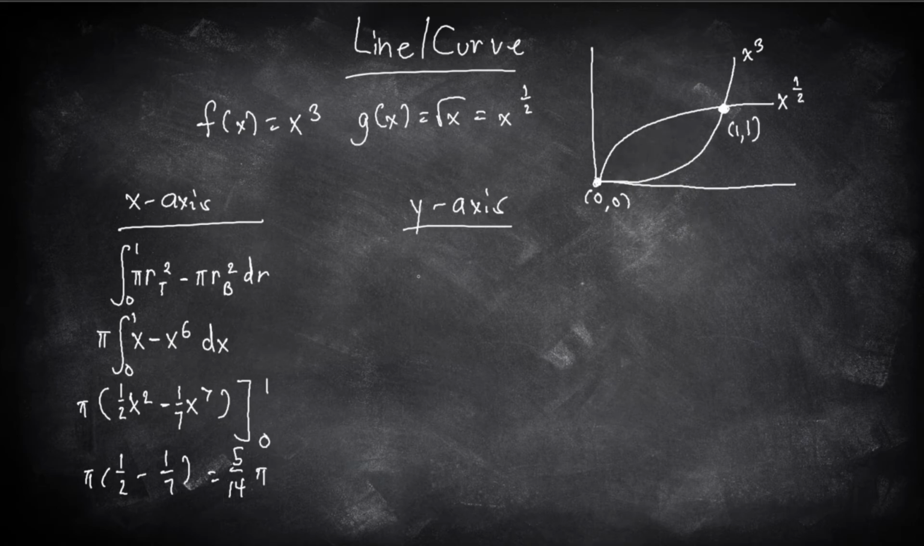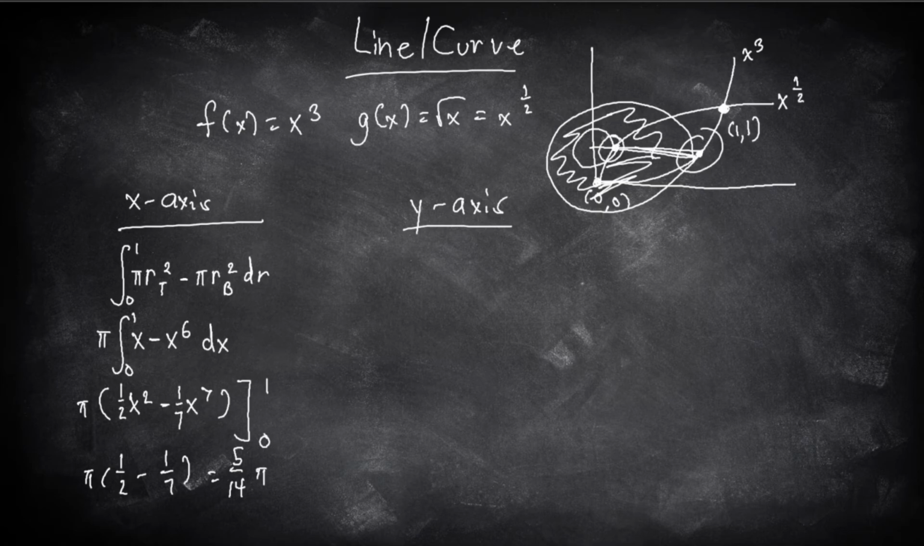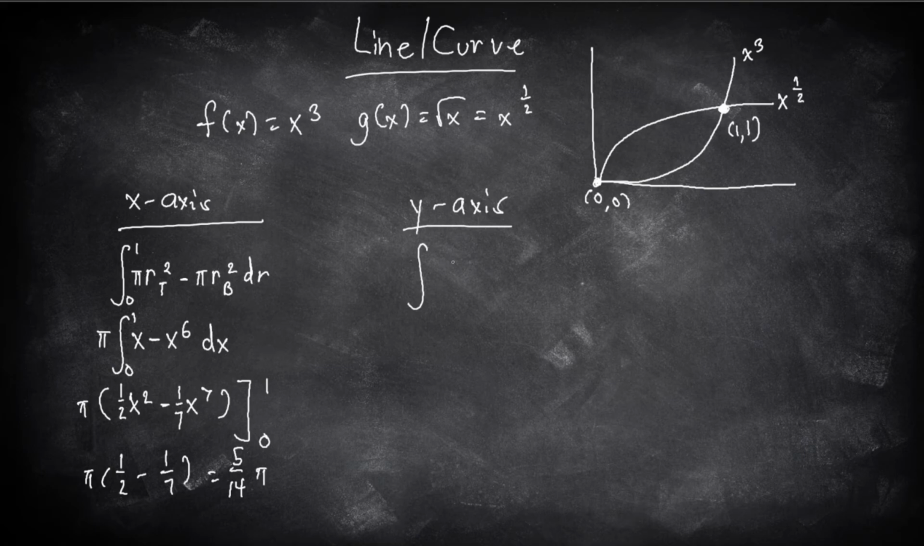Now what about the y-axis? Well, if we think about it, we're going along a line this way. We have these two points, connected by a straight line. So when we make that circle and the one in between, basically we have to take the radius of the big one minus the small one. The big one is made by the right curve, while the small one is made by the left curve. So that means our equation is the integral, from our y values 0 to 1, of pi times the radius of the right one squared, minus pi times the radius of the left one squared.